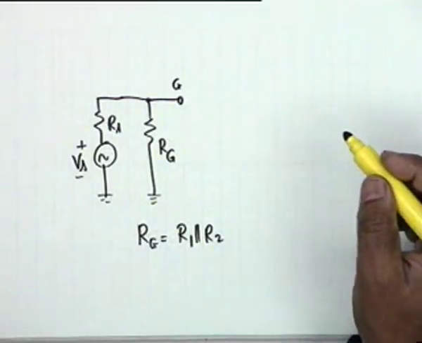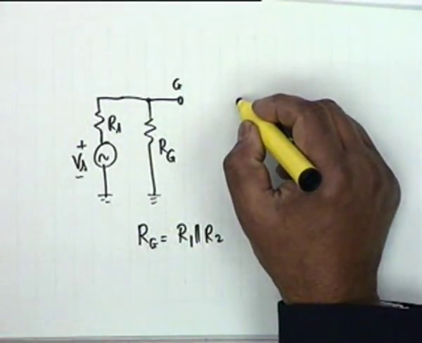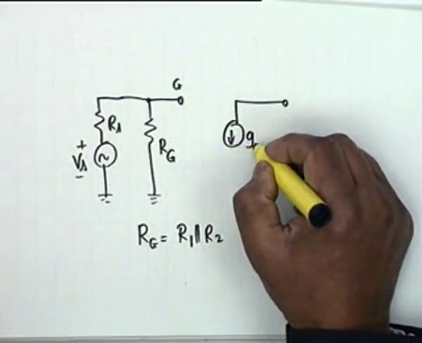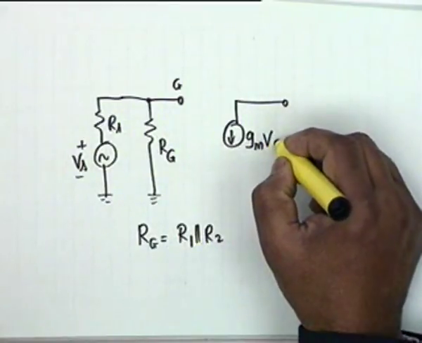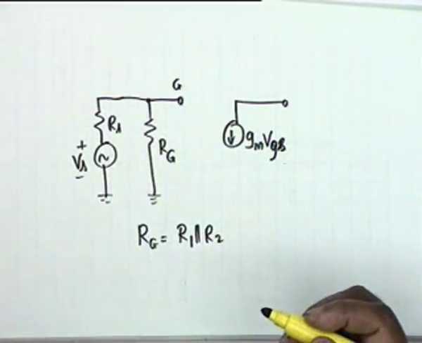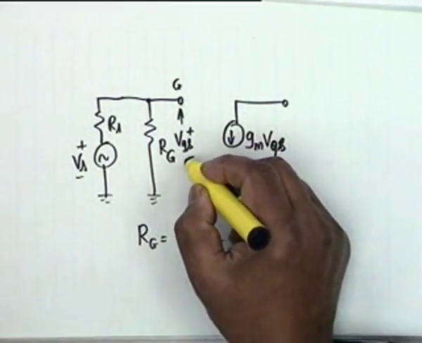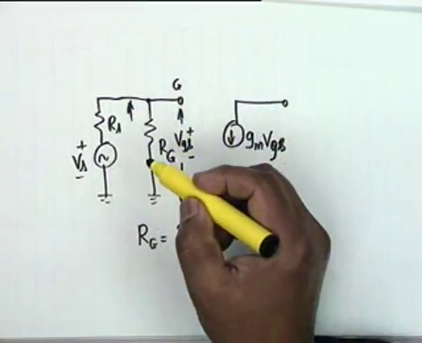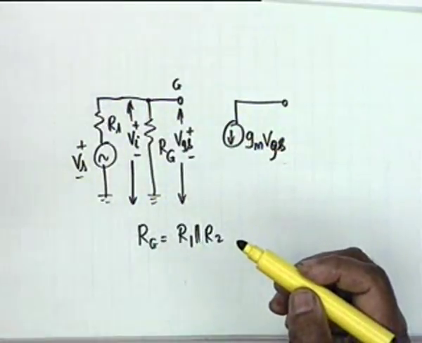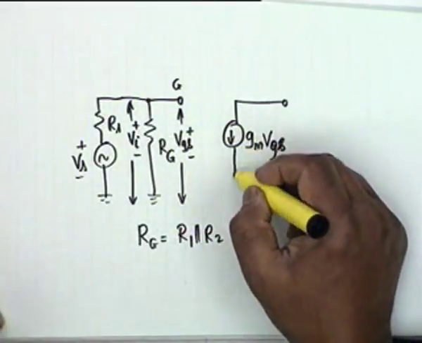The source is shorted to ground. As far as AC is concerned, the source is shorted to ground. So the only other terminal that you need is the drain, and the drain has as a current generator gm vgs. No, I should write small g, small s. Vgs is this voltage, which is also equal to Vi in our usual terminology, the actual voltage that is applied to the gate, between the gate and ground. Okay. So Vi is equal to Vgs, gm Vgs.